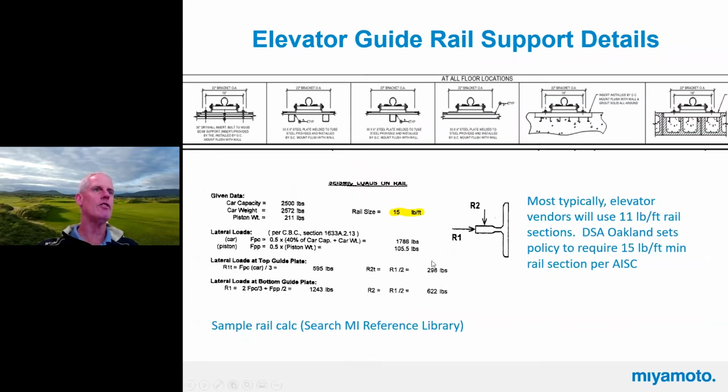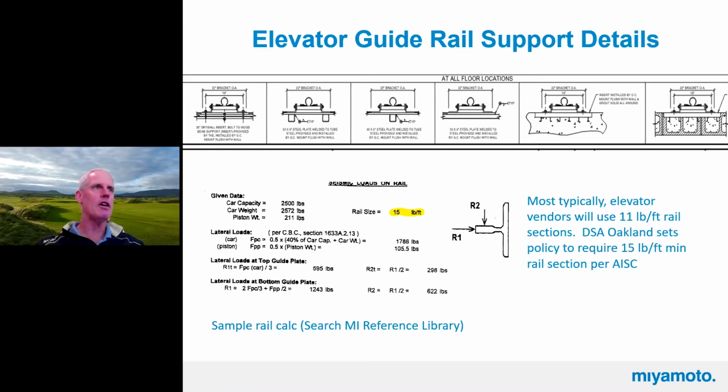And this is the more typical rail that you would see, just a rail section straight out of the AISC. The 11-pound per foot rail is the most common. And note, if you're doing work in DSA in Oakland, for some reason they have a policy that they won't allow people to use anything less than a 15-pound per foot rail. It's a little stiffer, a little heavier, obviously a little bit more expensive. But typically we'll see very detailed calcs for the rails, for the brackets, for all the attachments. There are these elevator clips that go on there, the guide brackets.